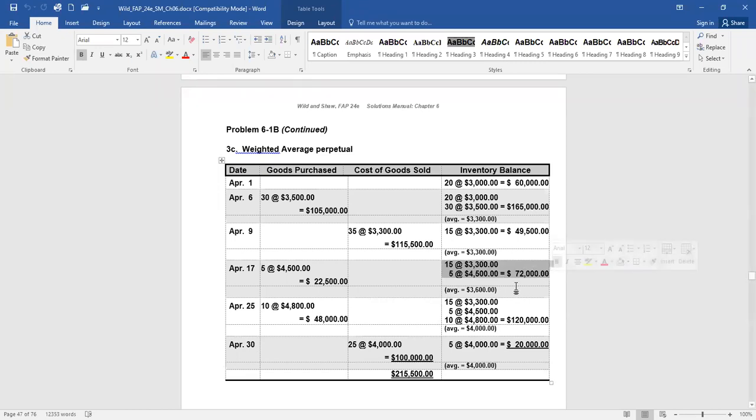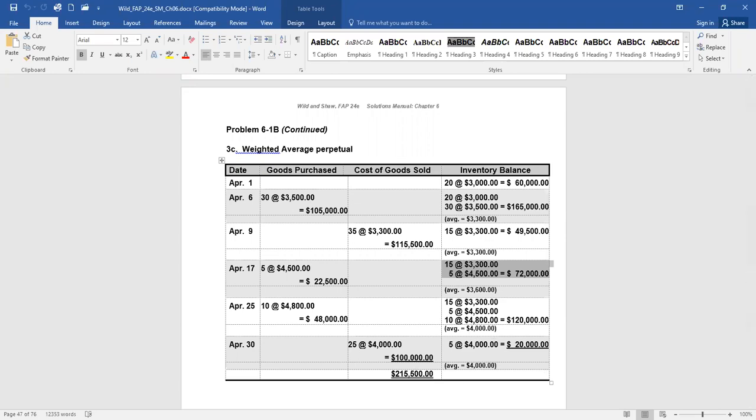How many units do we have? 15, 20, 30. So 120,000 divided by total units of 30, $4,000 is the new average cost per unit. So on the April 30th sale, we sell 25 coffee cups. We charge our customers $14,000. Cost of the inventory would be 25 times the last average cost of $4,000, $100,000.